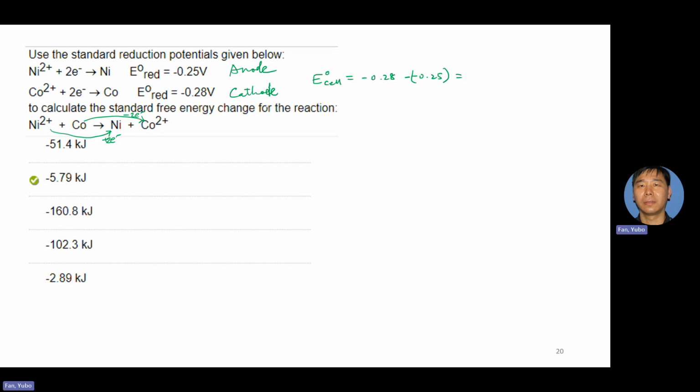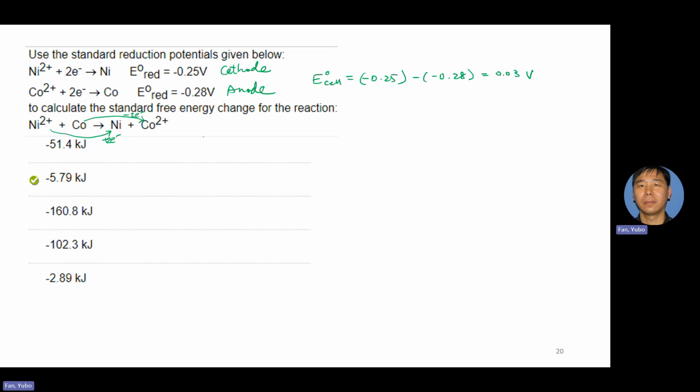Oh, sorry, my bad. Let me erase it. Got it wrong. So nickel is reduced. Reduced is a cathode. Copper is oxidized, so copper is the anode. So the cell potential is cathode minus anode. So it's minus 0.25 minus negative 0.028. Then we get a small positive value for it. Only one significant figure, unfortunately.